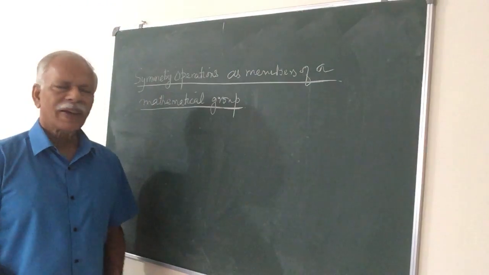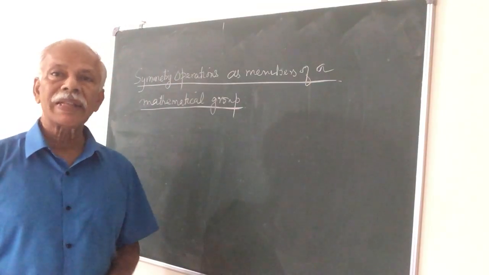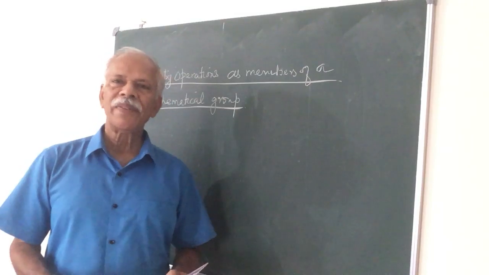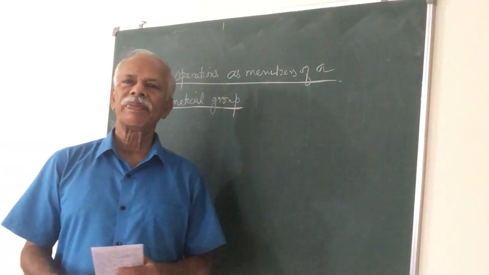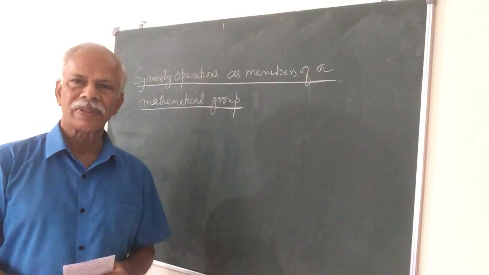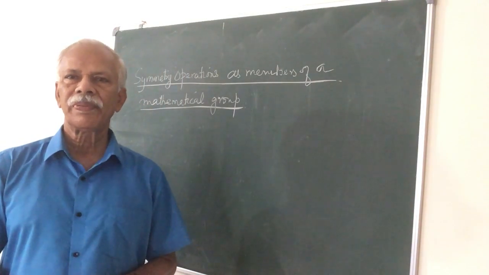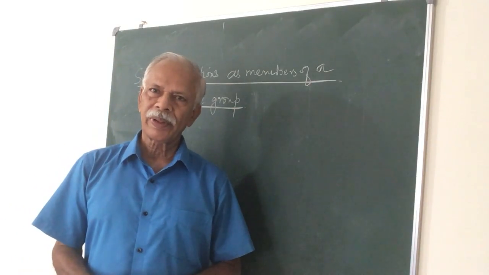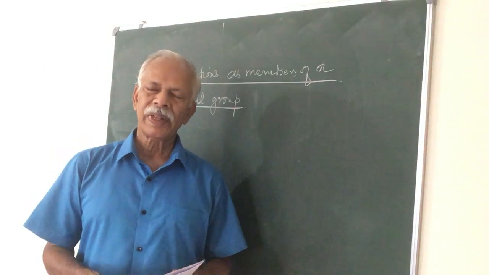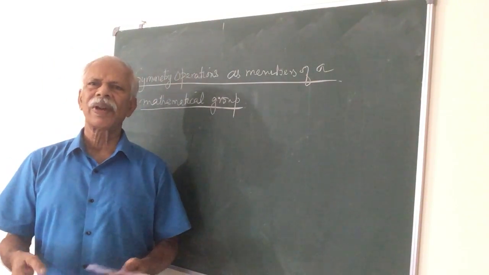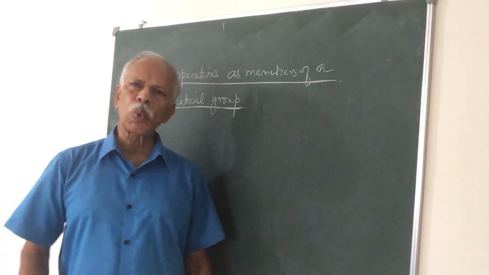Good morning. The title of this video is Symmetry Operations as Members of a Mathematical Group. Having understood how to get binary combinations of operations in a few cases, it is an appropriate time to introduce the concept of mathematical group. The word group is actually a mathematical concept. It is simply a collection of entities or items which are interrelated, obeying four rules.